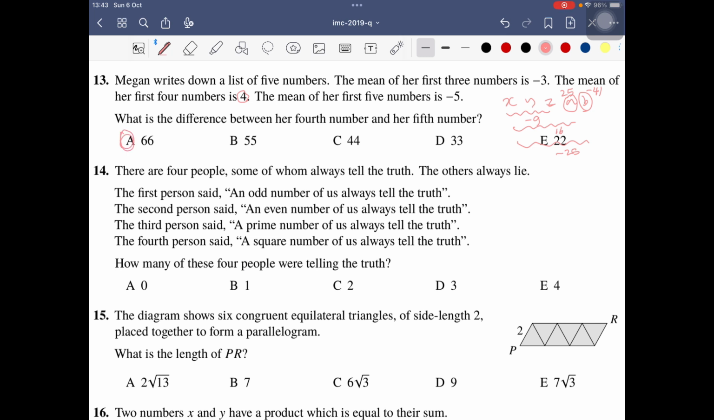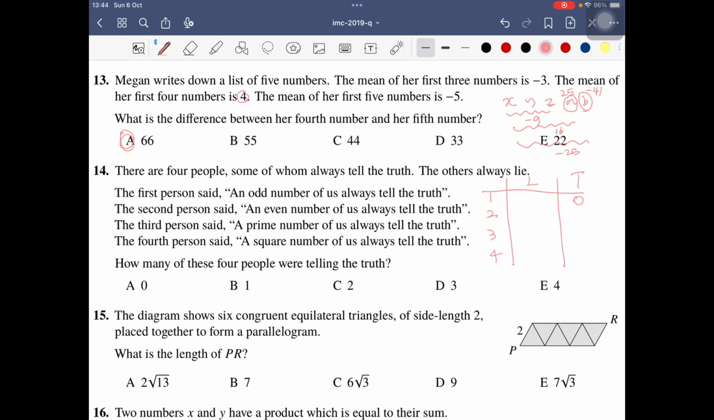There are 4 people, some of whom always tell the truth. 1, 2, 3, 4. Let's say lie or truth. For example, let's assume the first person tells the truth, then odd number of us always tell the truth. So odd number of us, even number of us, prime number of us, square number of us. So odd number of us, the number telling the truth could be 1.